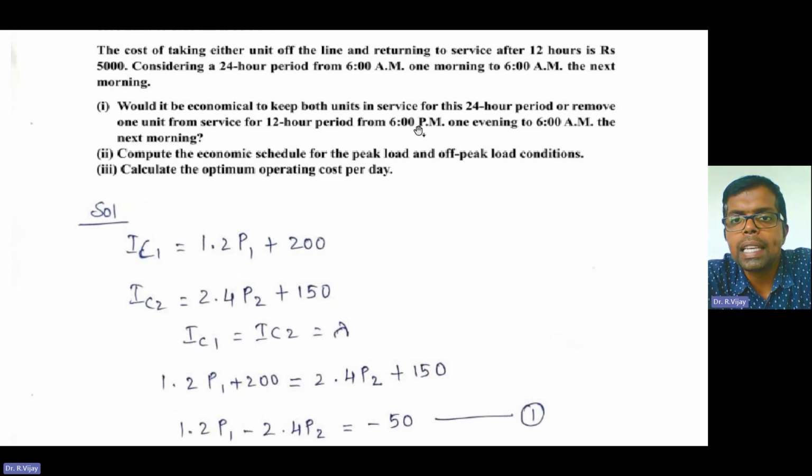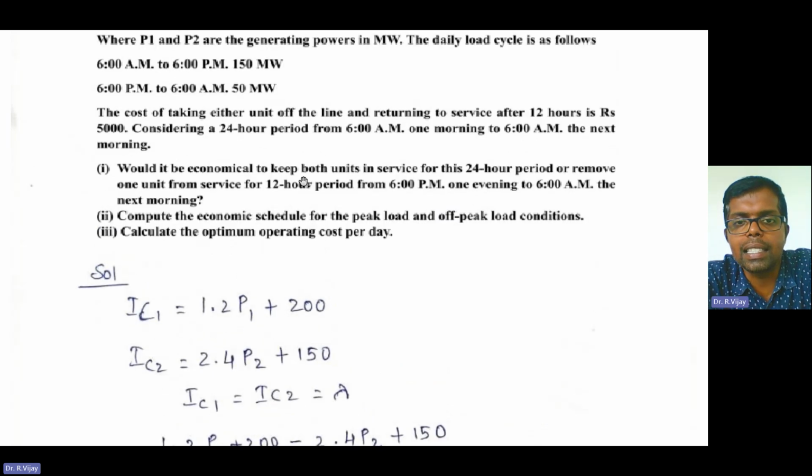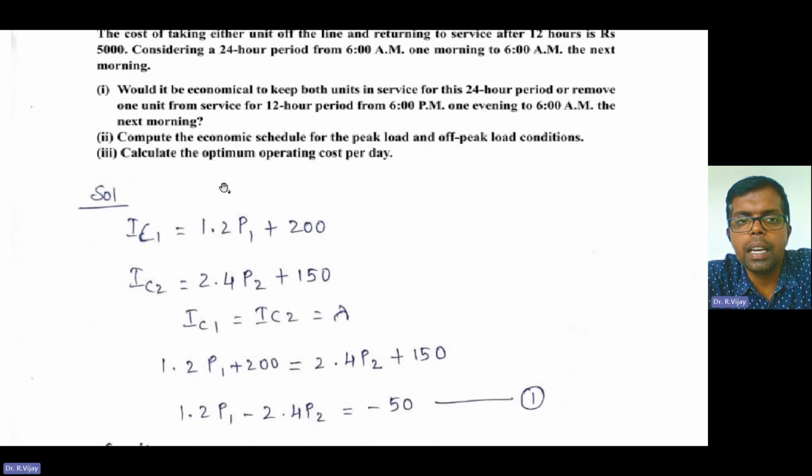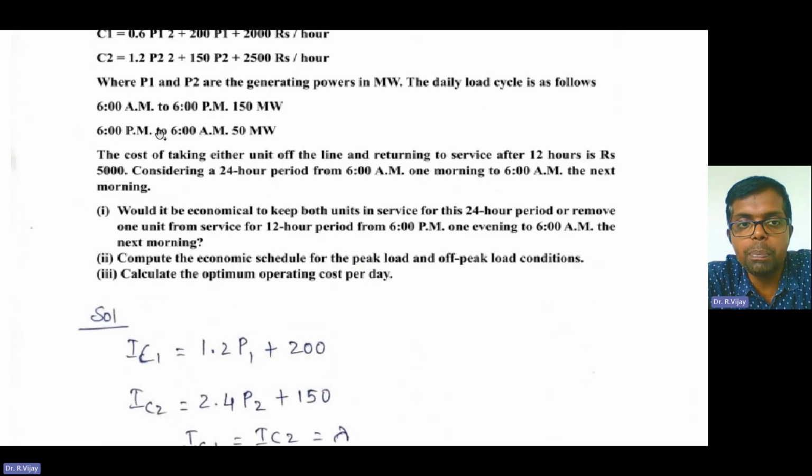Would it be economical to keep both units in service for the 24-hour period or remove one unit from service for the 12-hour period from 6 p.m. to 6 a.m.? That is the second part alone they are asking. So second, would it be economical to keep both units in service for 24 hours? And for the second part, that is 6 p.m. to 6 a.m.